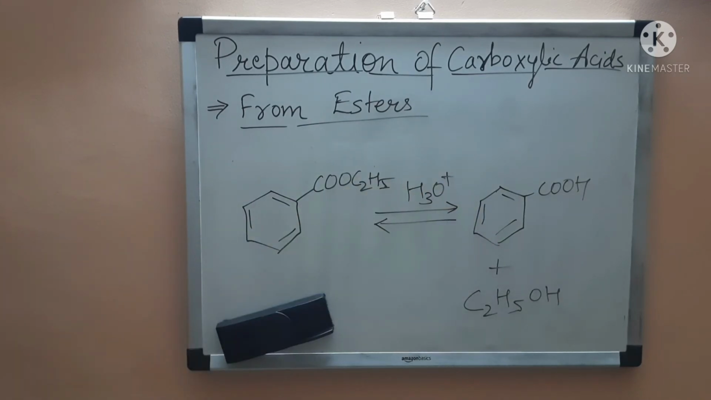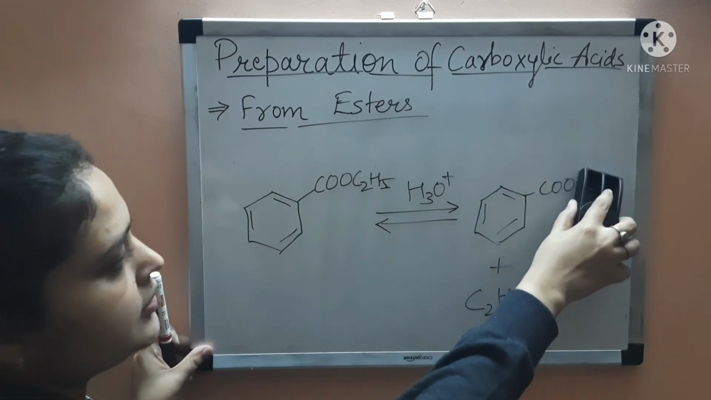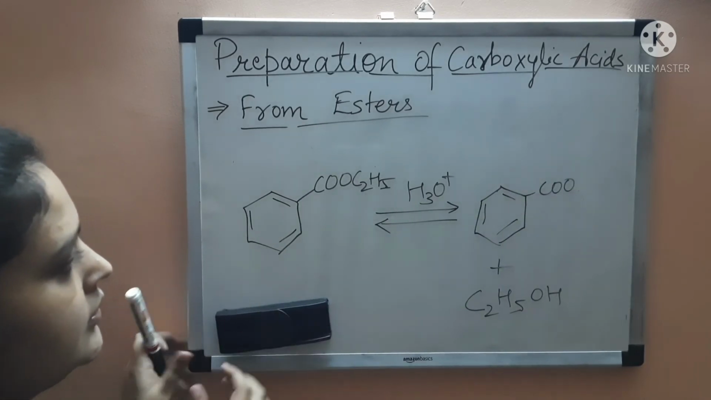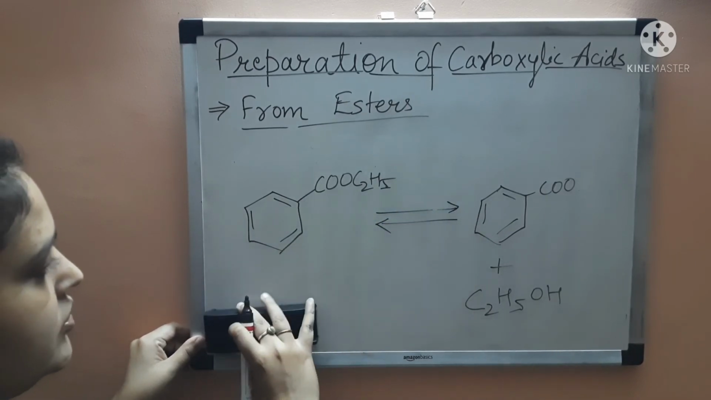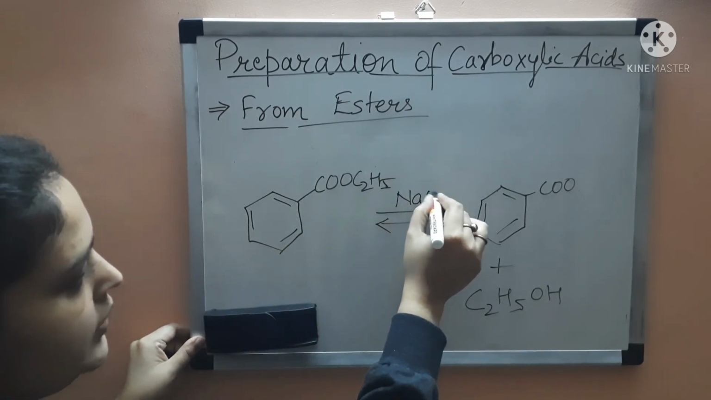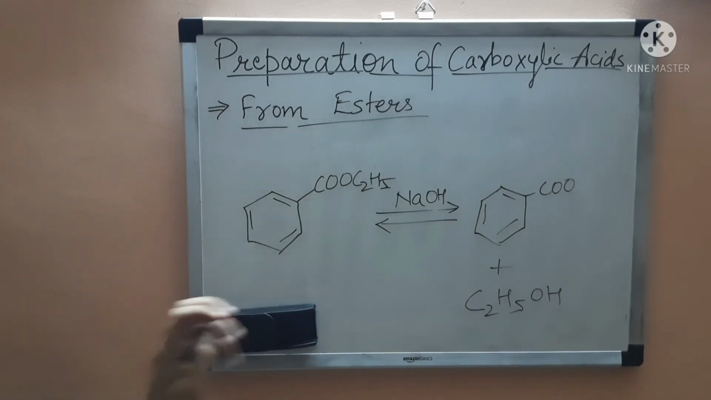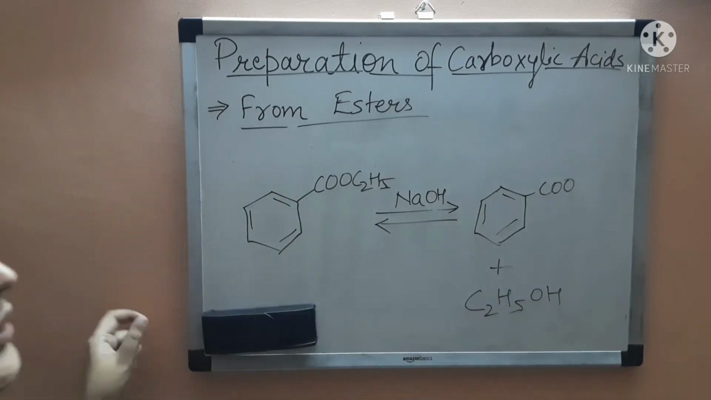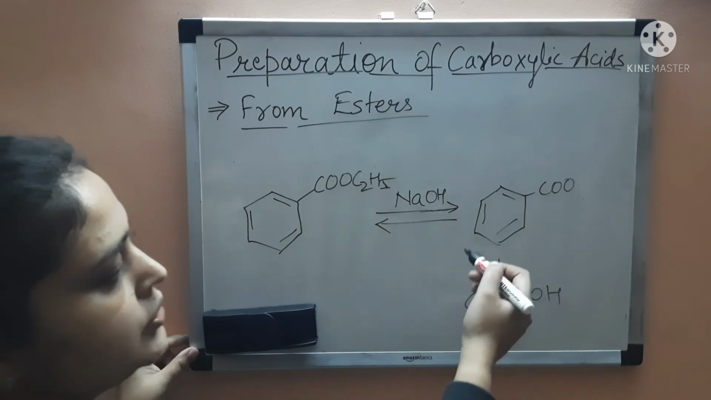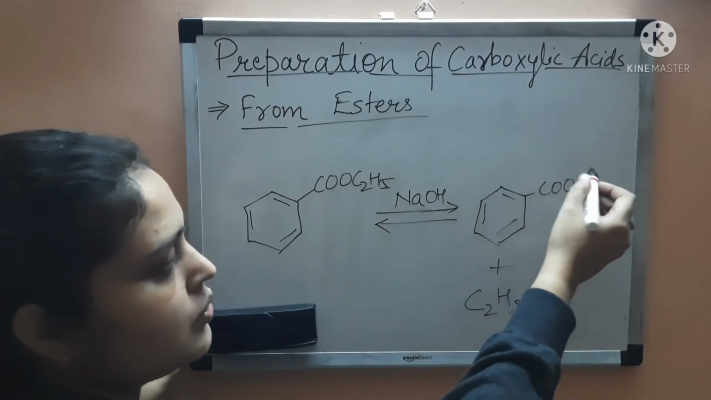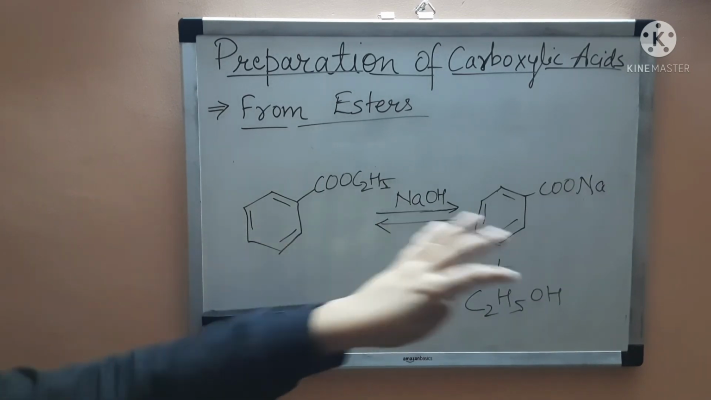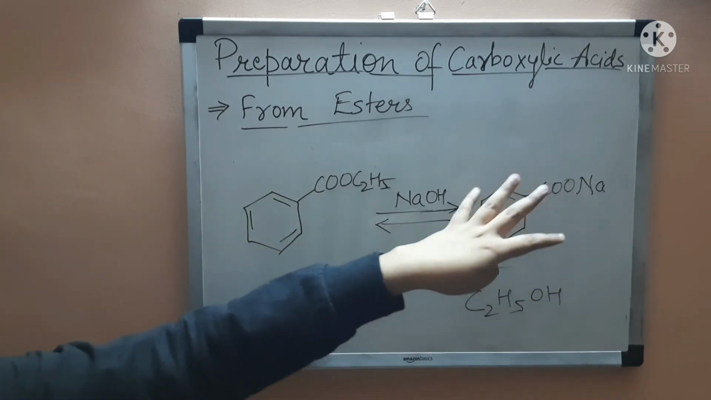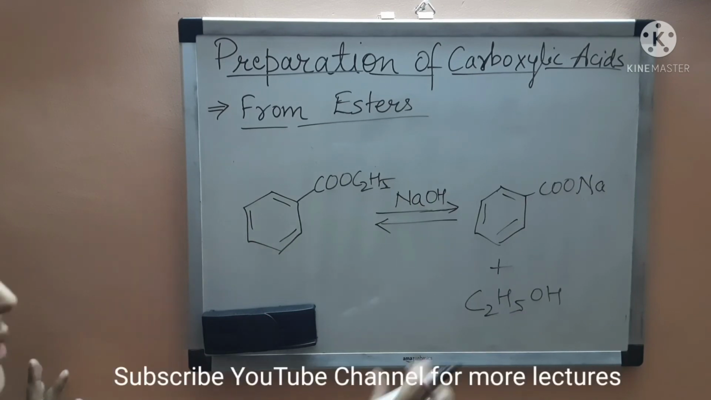If you add base, then what will be formed? If you add base, NaOH, sodium hydroxide, then what you will get? First, you will get your carboxylate ion. So, benzene ring, COO and Na, right? So, this is your carboxylate ion, sodium salt of carboxylic acid, and your ethanol.